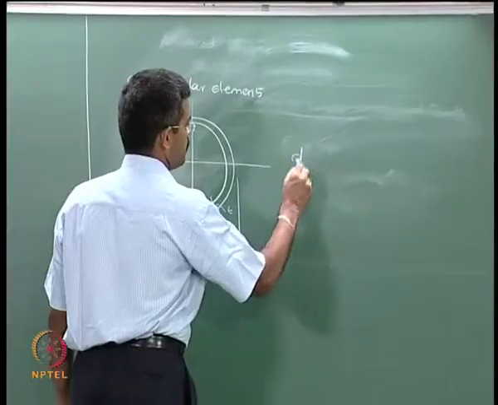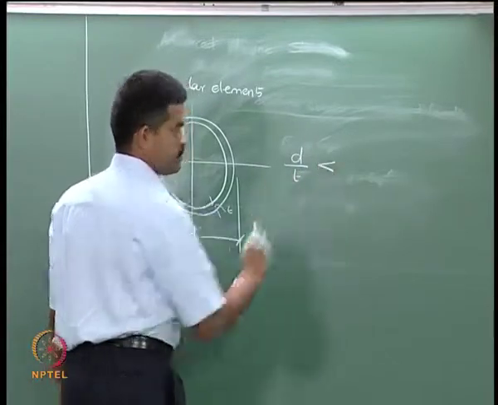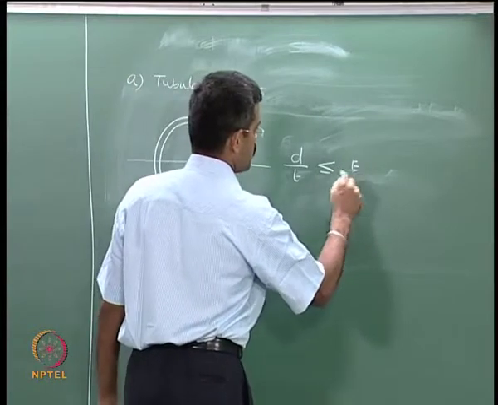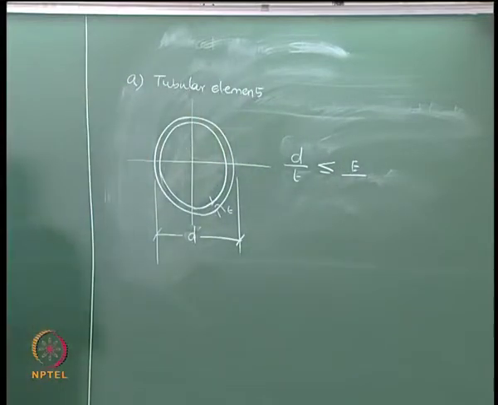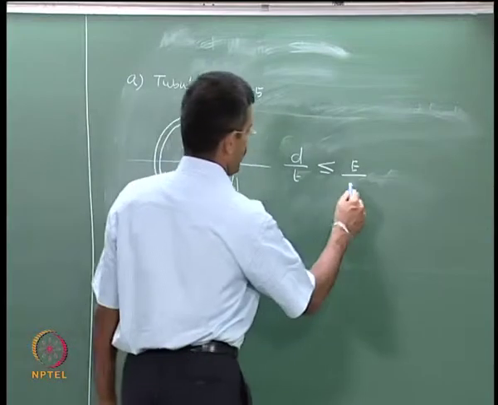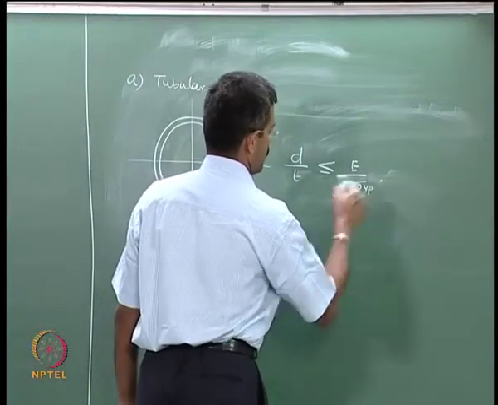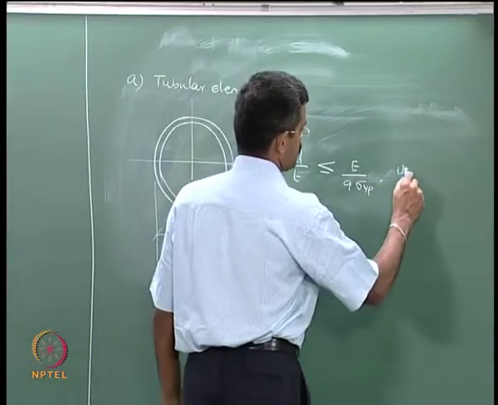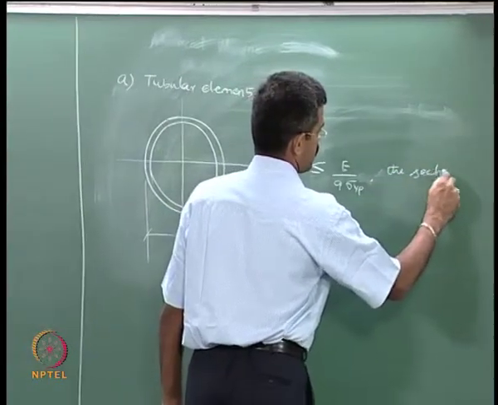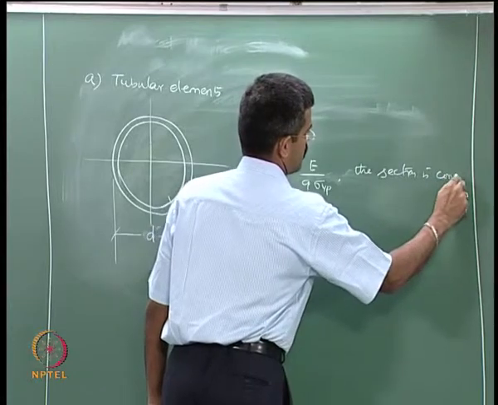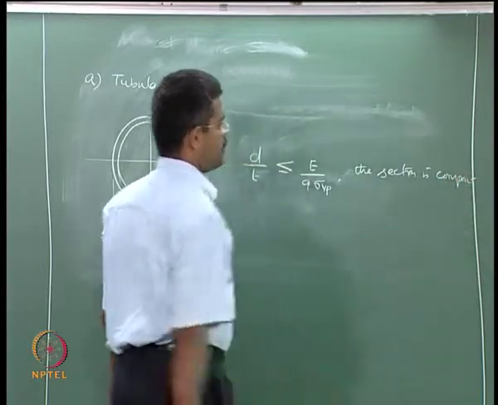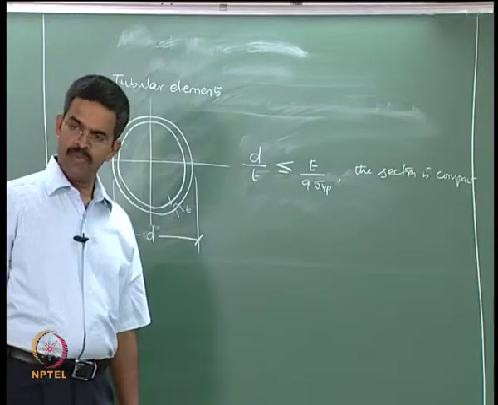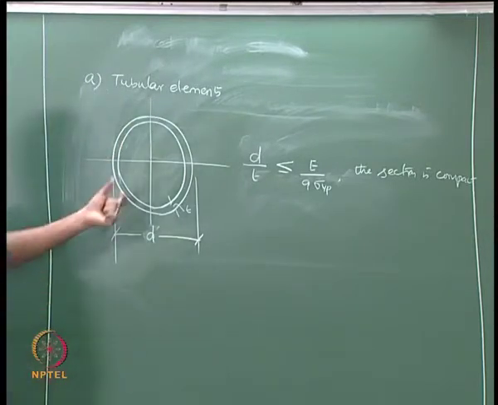If D by T is less than or equal to E by 9 sigma yp, the section is said to be compact. If the section is compact, then buckling effect can be ignored. That is for the tubular sections.